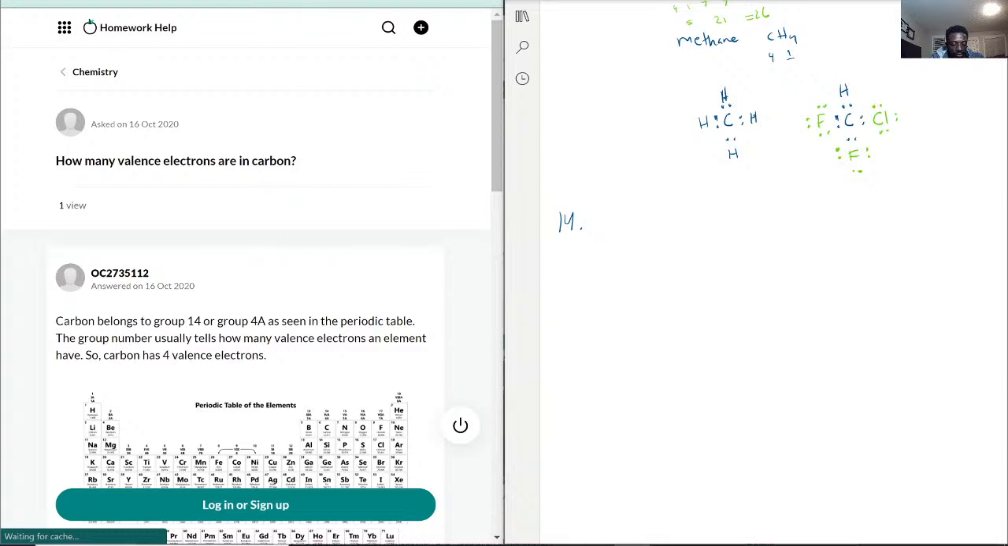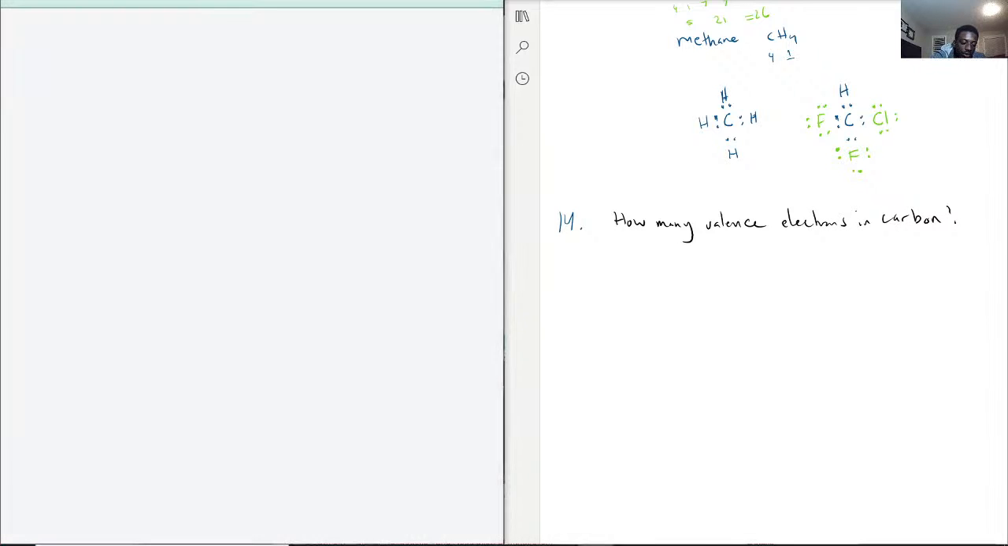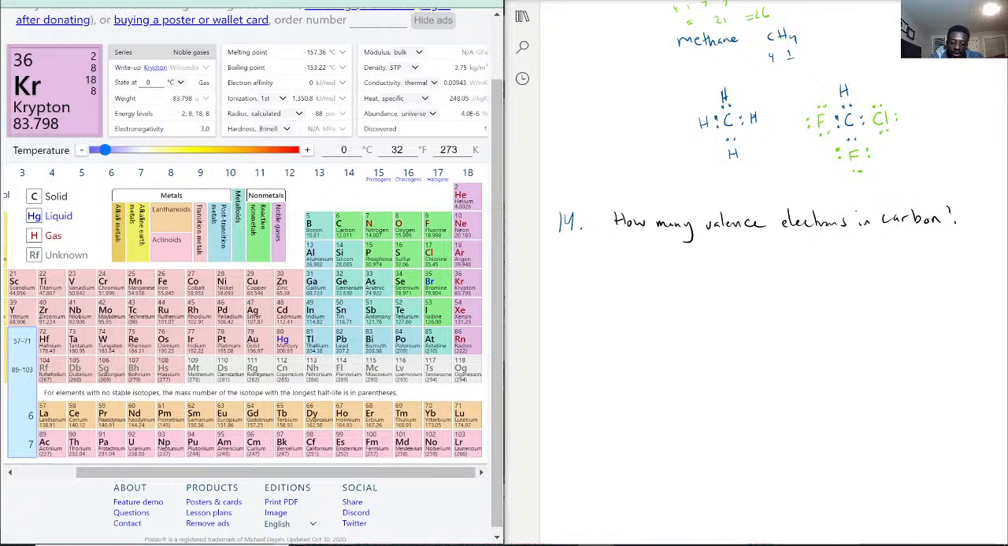So, let's see here. How many valence electrons are in carbon? So with that, we refer back to our periodic table here, and in fact, I could just say that if it's on the 14th column, that means it has 4. But let's actually break down what that means, okay? And we actually did discuss this earlier in the day.